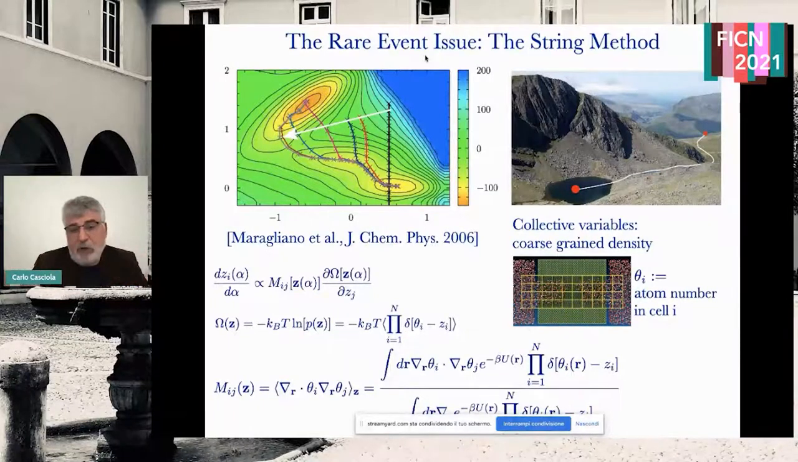The thing can get more complex, and you may want, for instance, to recover the mean free energy path connecting two metastable states. And this can be done, for instance, using this string method, which is illustrated here graphically, basically. There are equations, but there is no time to enter into that. Of course, many of you know what is behind this approach in great detail.